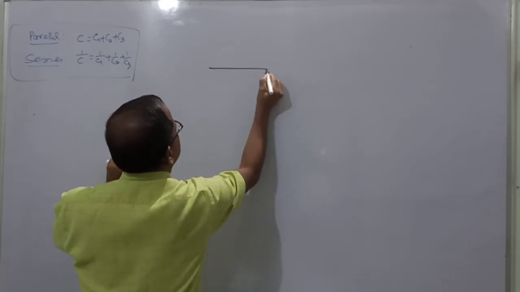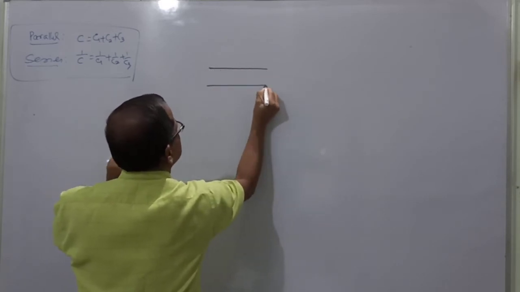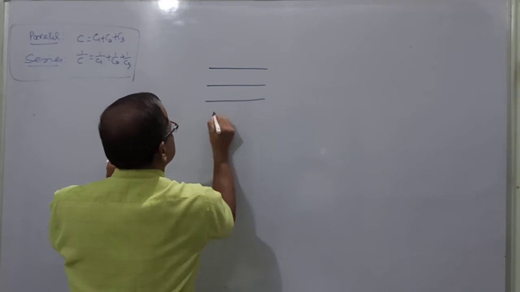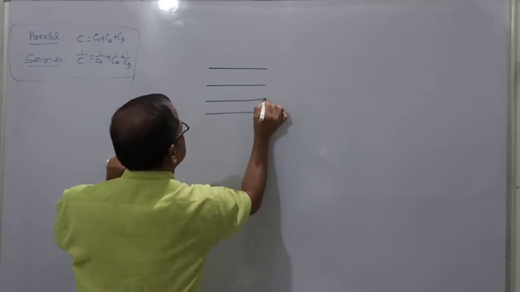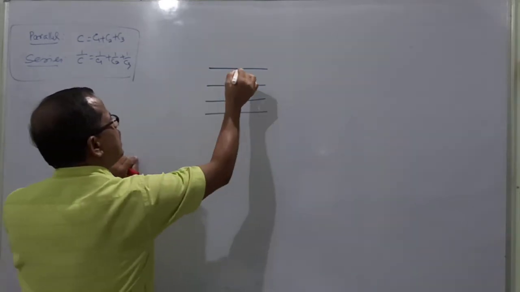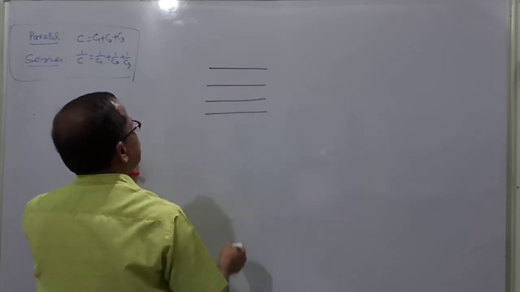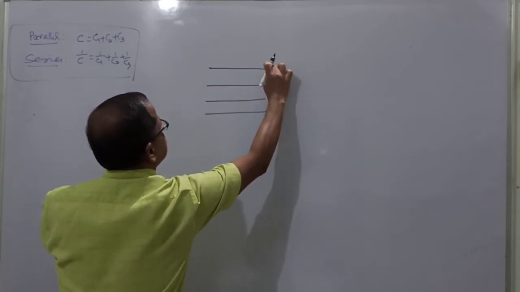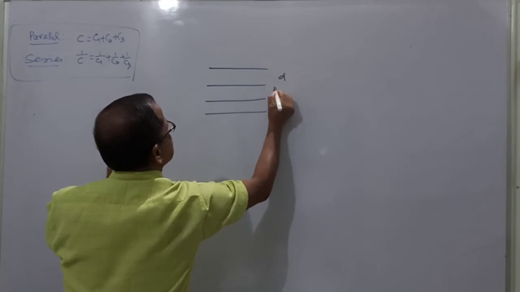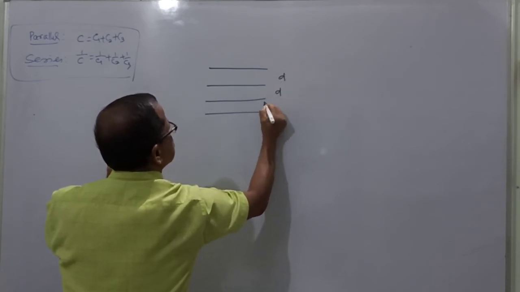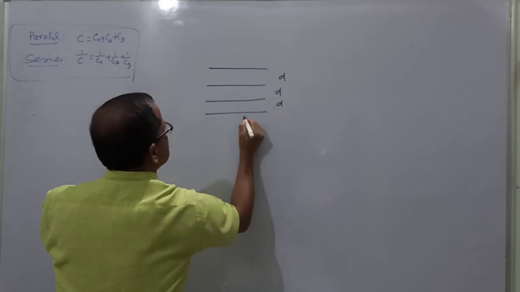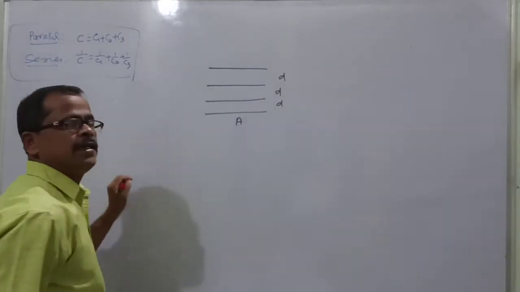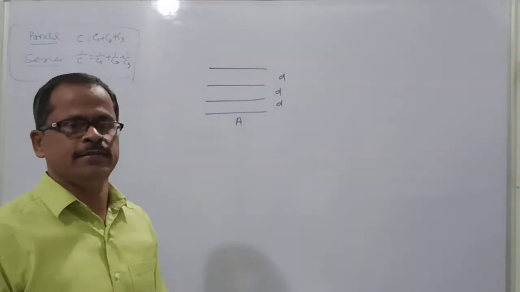parallel plates. This is one plate, this is another plate, this is another plate, this is another plate. I have taken 4 plates. Area of each plate is A. Plate separation is D. This separation is D, this plate separation is D, this plate separation is D. Area of each plate is A. I have taken 4 plates.